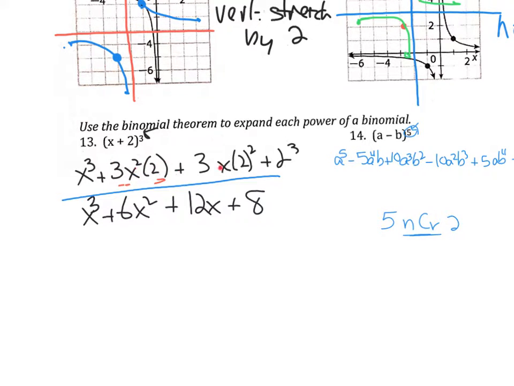The next term, the x goes down to 1. The 2 comes up to 2. Because those exponents are the same as those exponents, and that has a 3, that means that has a 3. Now to finish up, you just go 3 times 2, 6. This one you go 2 squared, which is 4, times 3 is 12. And the last term, just do your 2 cubed.